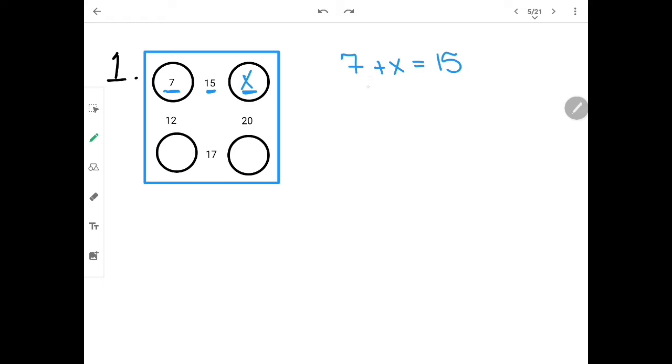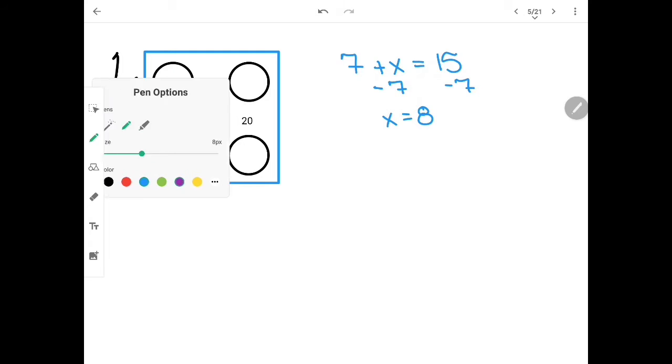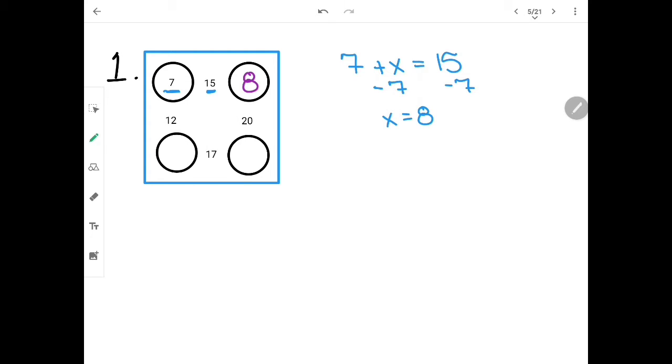So an easy way to solve this equation would be to follow the PEMDAS method. We're going to start out with subtracting 7 from both sides, and our x should be equivalent to 8, which means that our blank bubble right here is just going to be 8. So we're going to free up that spot, and 8 will be our answer.